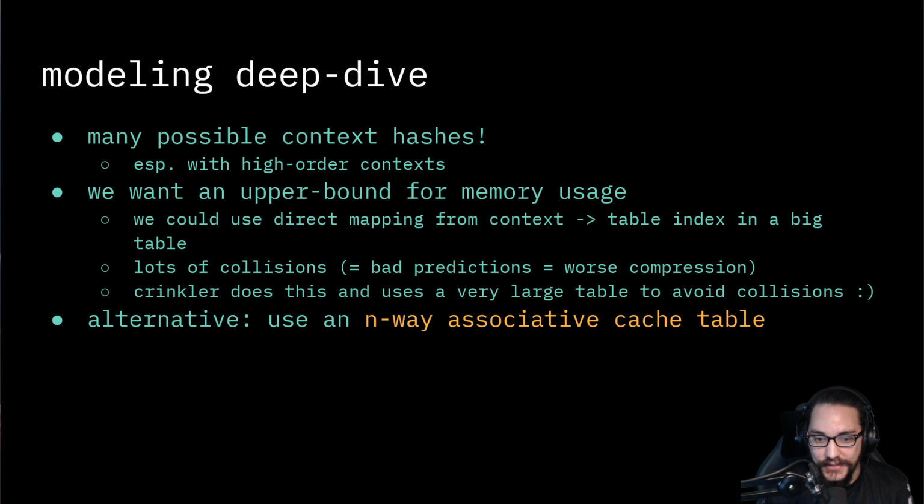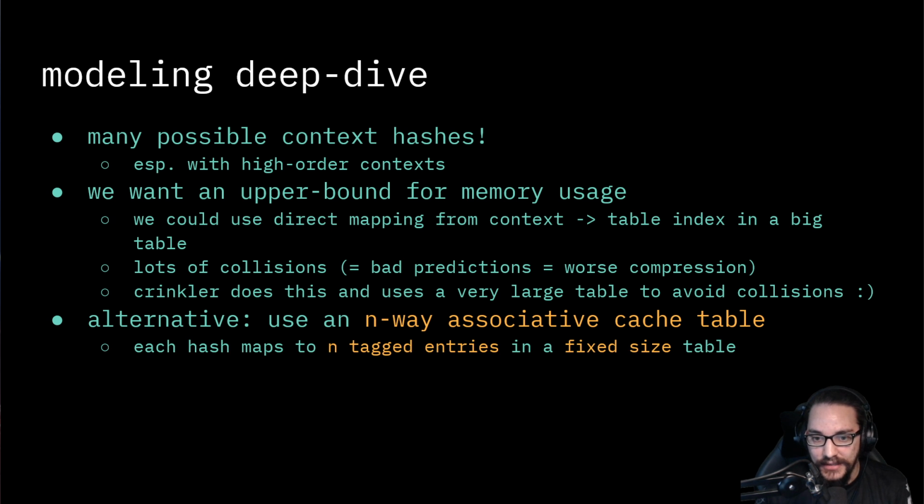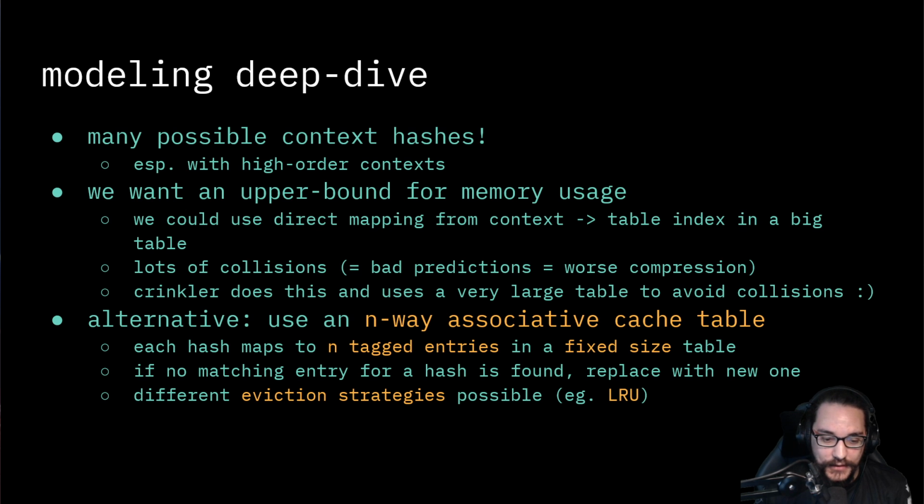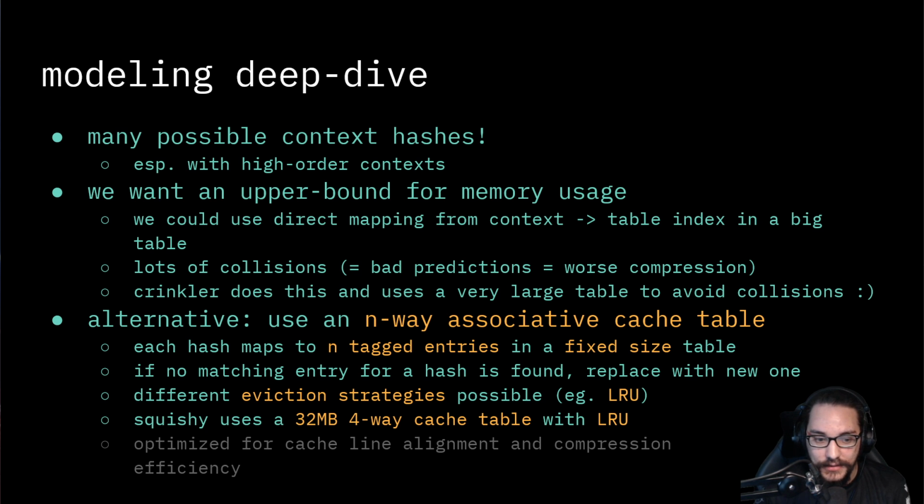So an alternative is to use an n-way associative cache. Each hash maps to n tagged entries in a fixed size table. And if no matching entry for a hash is found, we replace one with a new entry. As with any cache, there are different eviction strategies we can use, for example, LRU. And Squishy in particular uses a 32 megabyte 4-way associative cache table with LRU replacement.